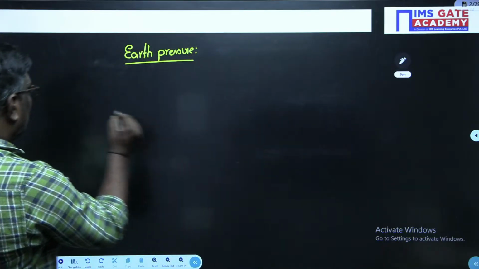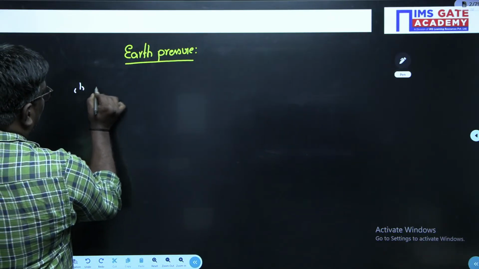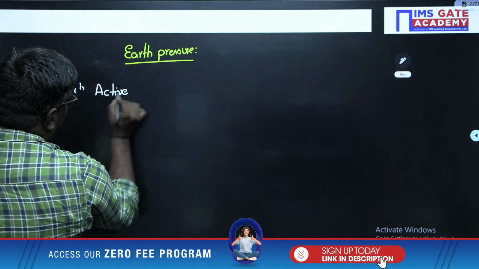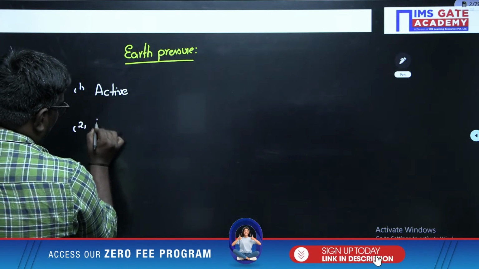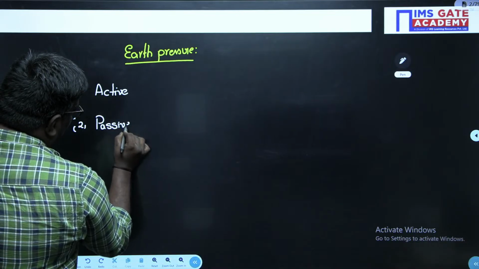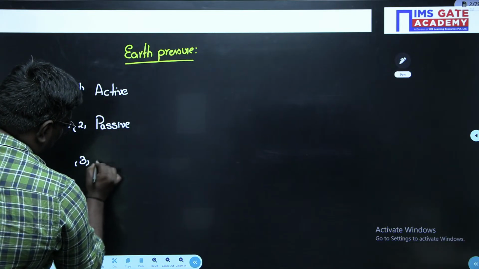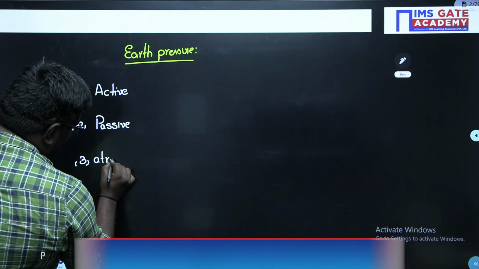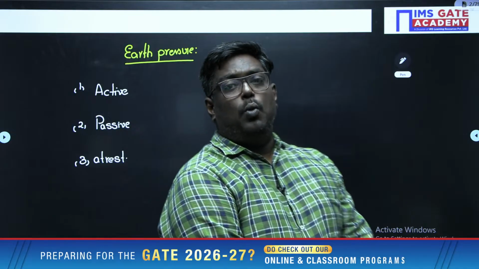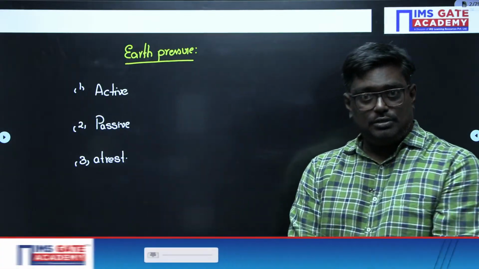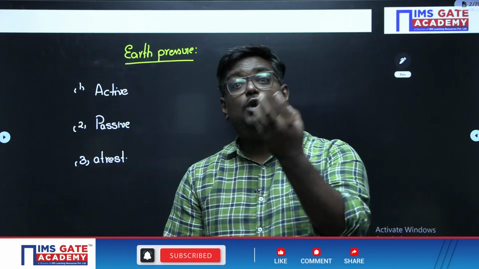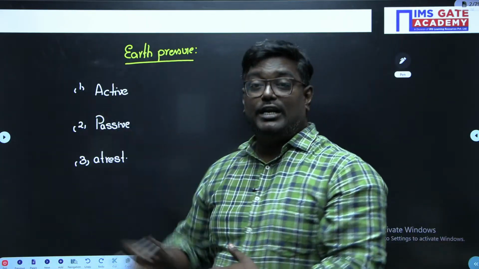So first of all, what are the different types of earth pressures we have? The first one is the active earth pressure. The second one is the passive earth pressure. And the third one is the at rest earth pressure. So my dear students, what do you mean by active earth pressure? When the wall movement is away from the backfill, we call the earth pressure active earth pressure.